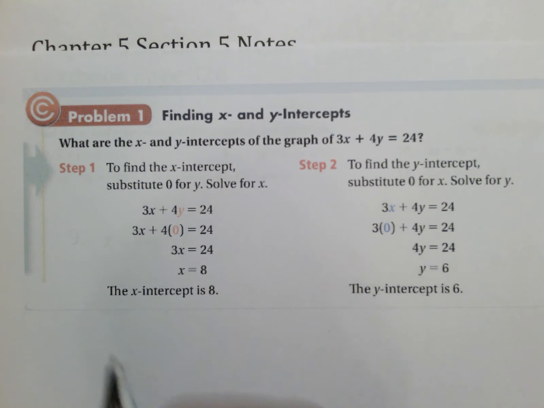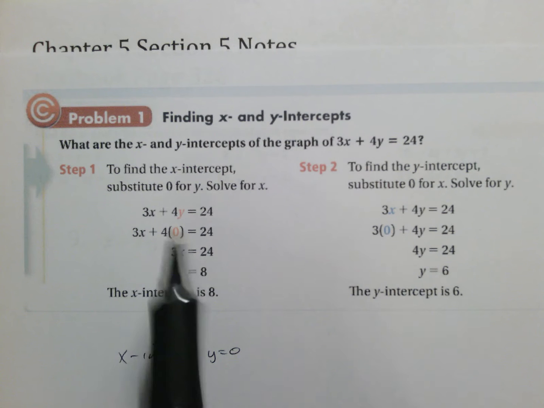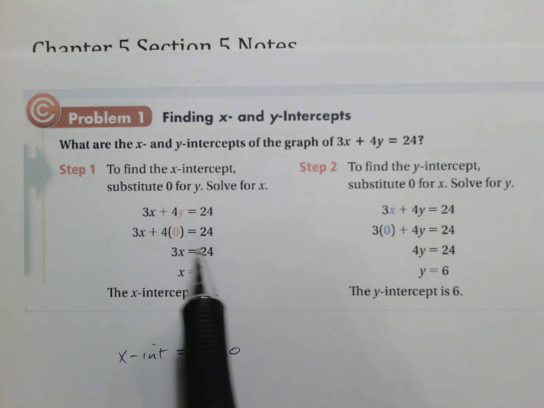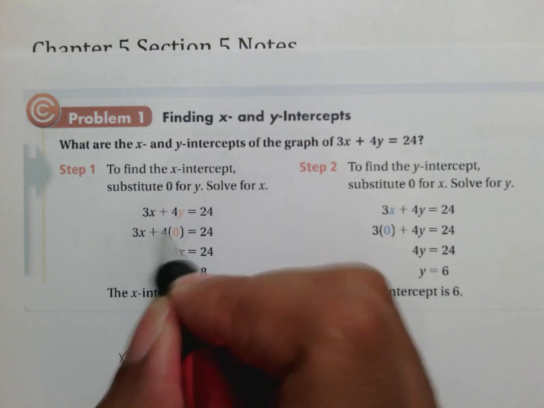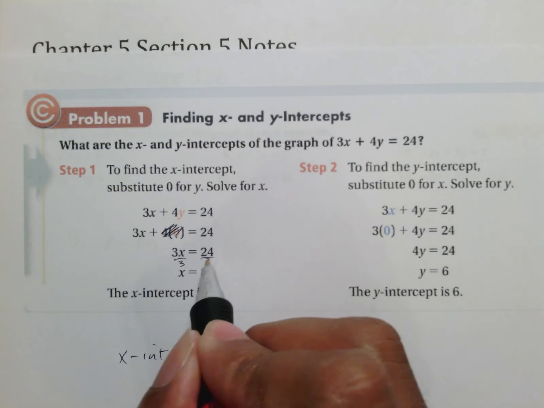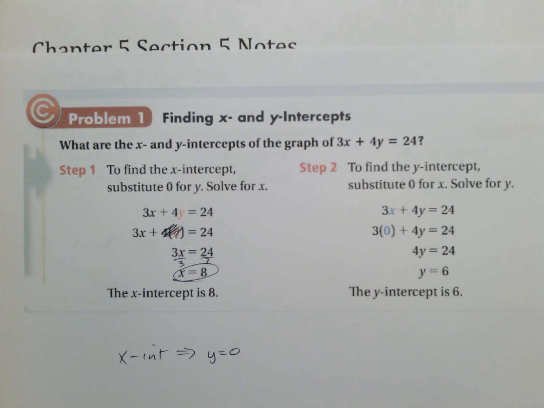So x-intercept means put in y equals 0. And so what they do is they go back to the original formula. They turn y into a 0, which 4 times 0 becomes 0. So for the most part, it makes this go away, leaving us with 3x equals 24. I believe at this point they simply divide both sides by 3 to get x equals 8. So your x-intercept is 8.